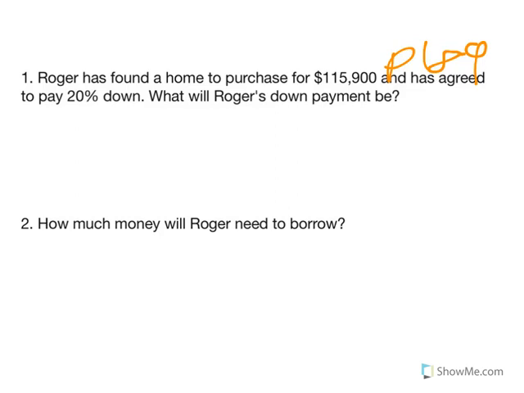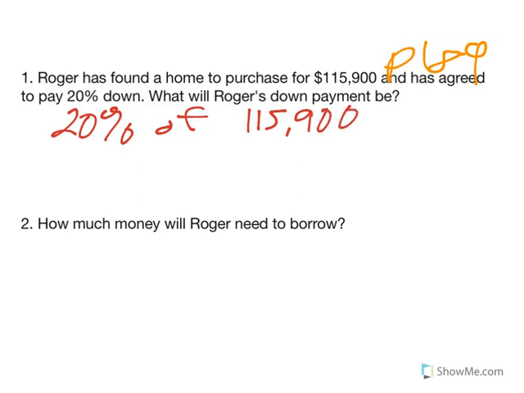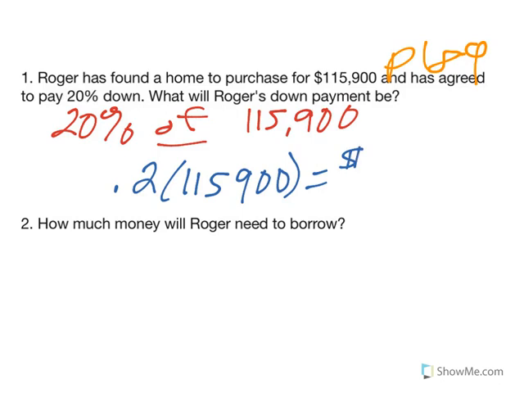Well, if you think about it, this is 20% of the cost of the house, which is $115,900. And remember, of means multiply. So I will take 0.2 times $115,900 to get Roger's down payment of $23,180. And if that's his down payment, then he doesn't need to borrow that money. That's what he's paying towards the house initially.